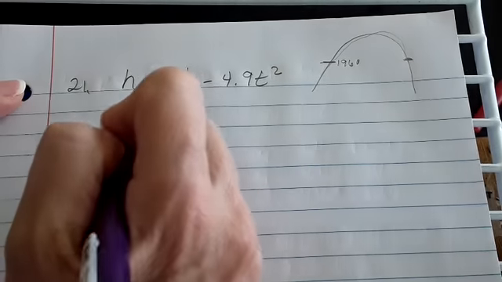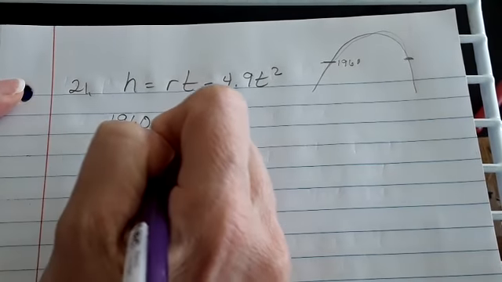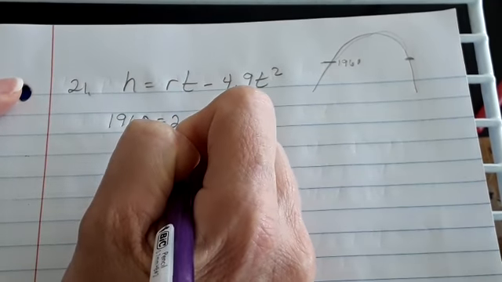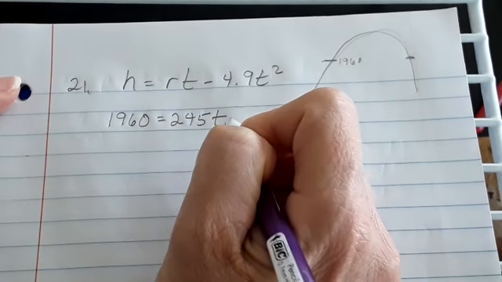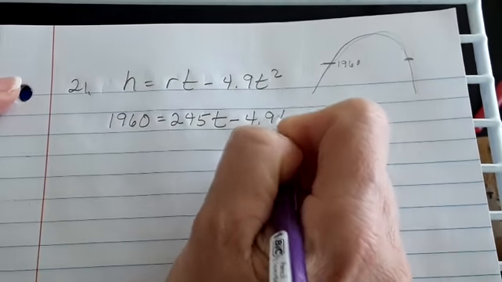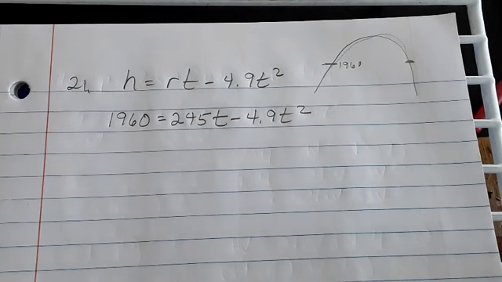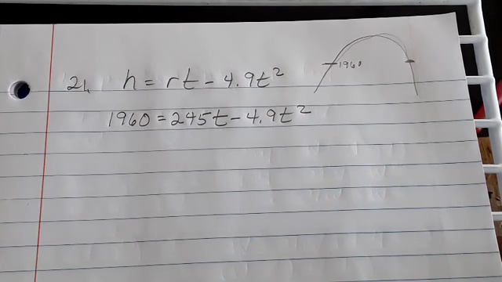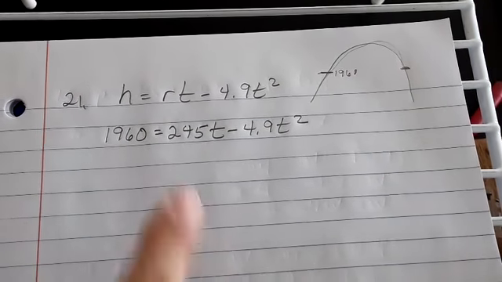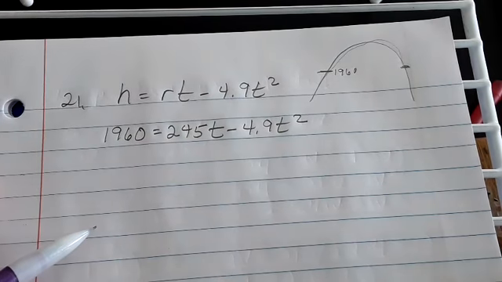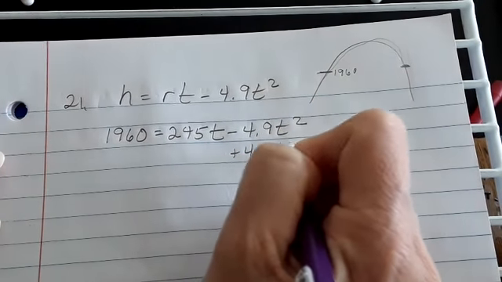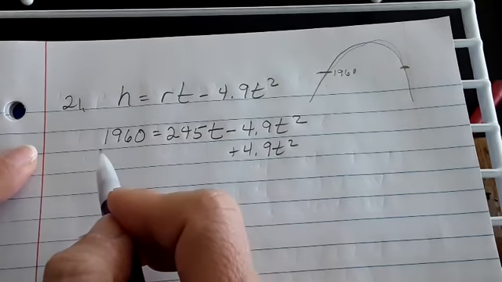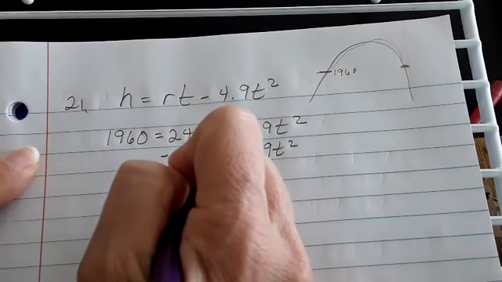All right, our height is 1,960. The rate is 245 meters per second. Time is what we are looking for. We need to set it equal to 0, right? But because this is negative, I think we'll move everybody over. If you move everybody over, all the signs will change on the other side. That will now be a negative.